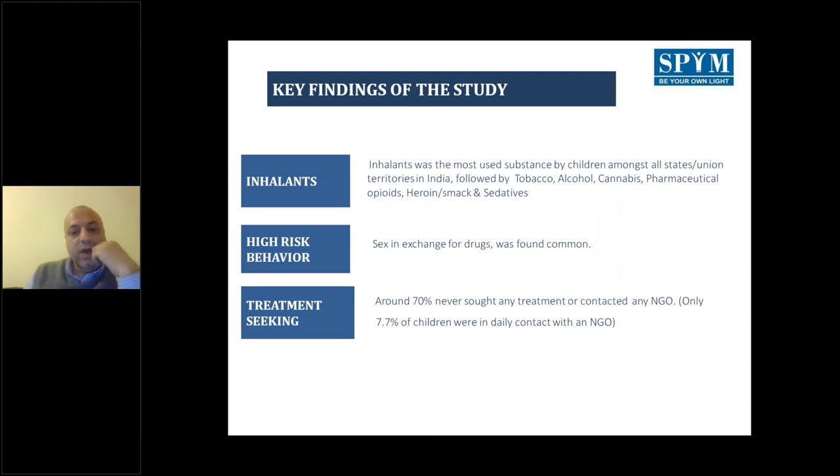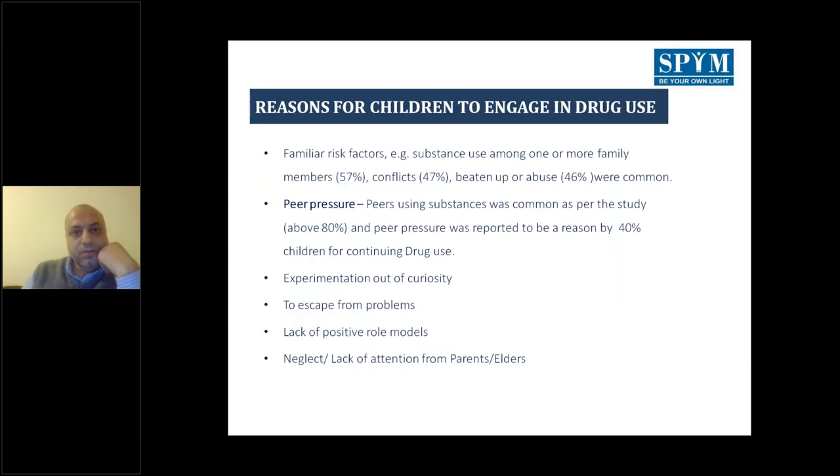Treatment seeking behavior is quite low. Almost 70% of children never sought any kind of support for treatment. Only around 7% of children were in contact with some NGO seeking any kind of support. The reason for drug use is primarily peer pressure. There were other familial risk factors, which include substance use among one or more family members, which was more than 50%, conflict within the family, and domestic abuse within the family was also very common.